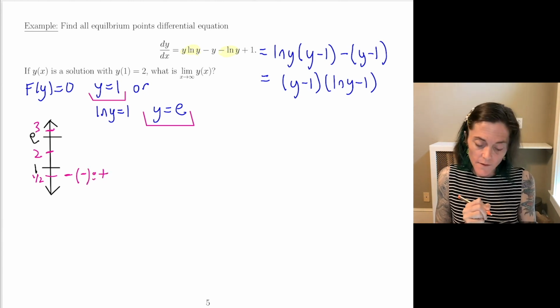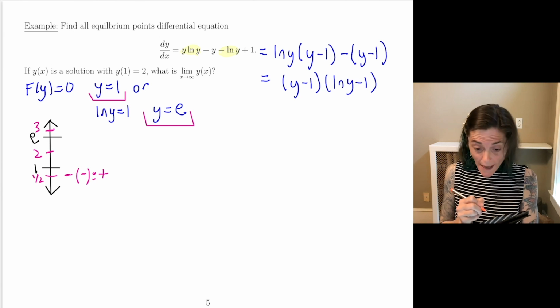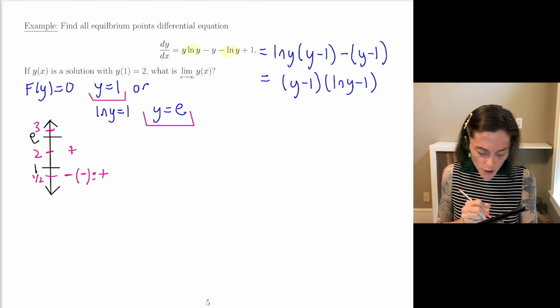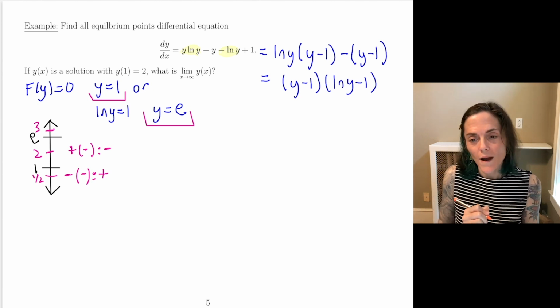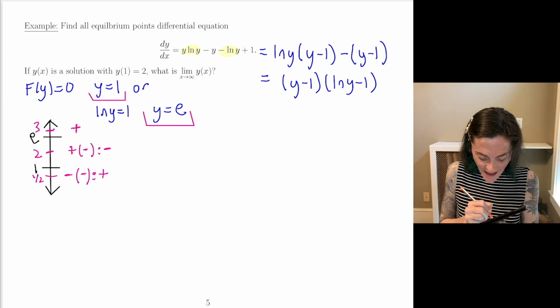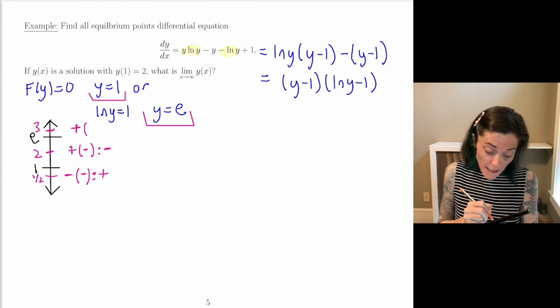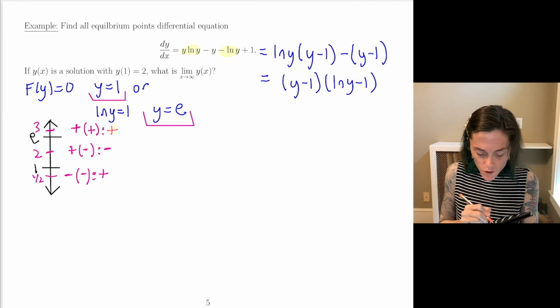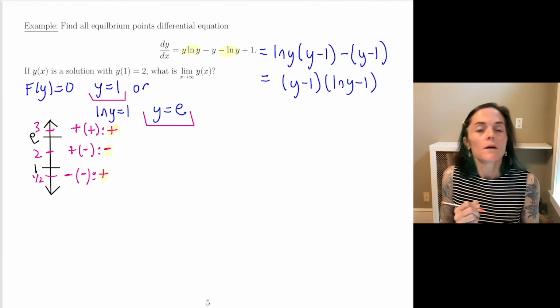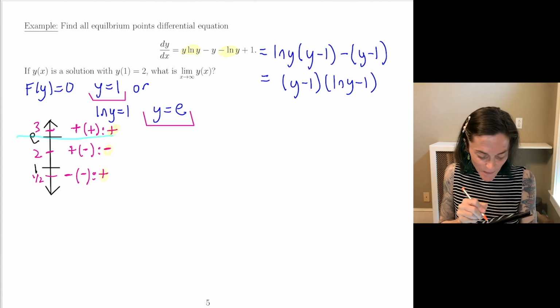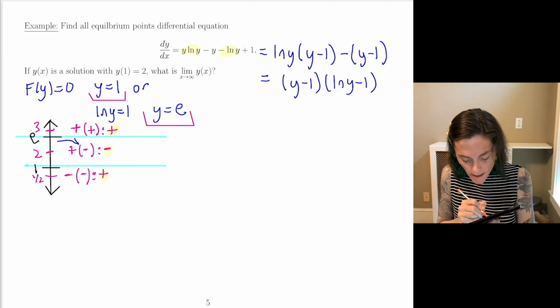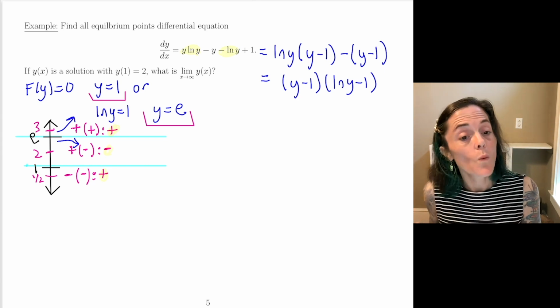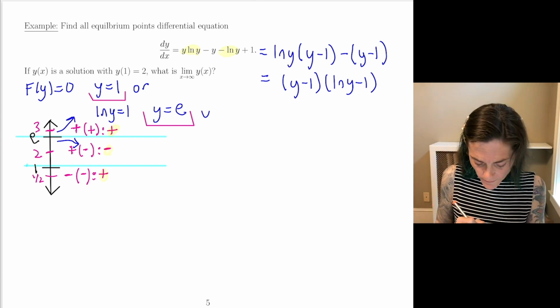We get positive. At 2, 2 minus 1 is positive, but ln 2 minus 1 is negative. We get negative. And at 3, y minus 1 is positive. ln 3 minus 1, positive, positive. So my signs of the first derivative are positive, negative, positive. We have equilibrium point, equilibrium point. We have decreasing, increasing.